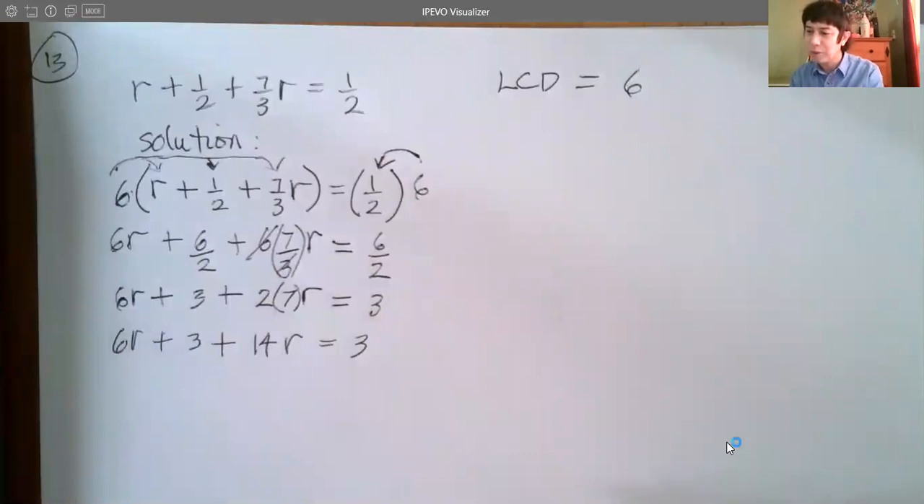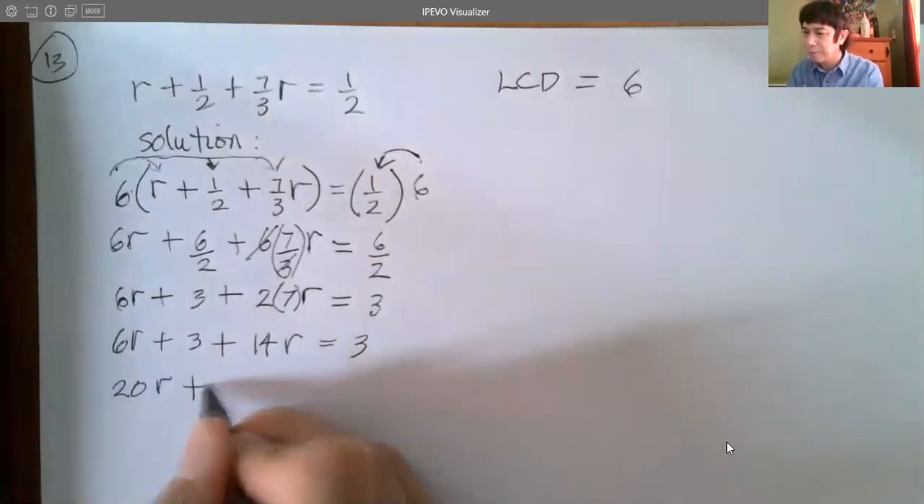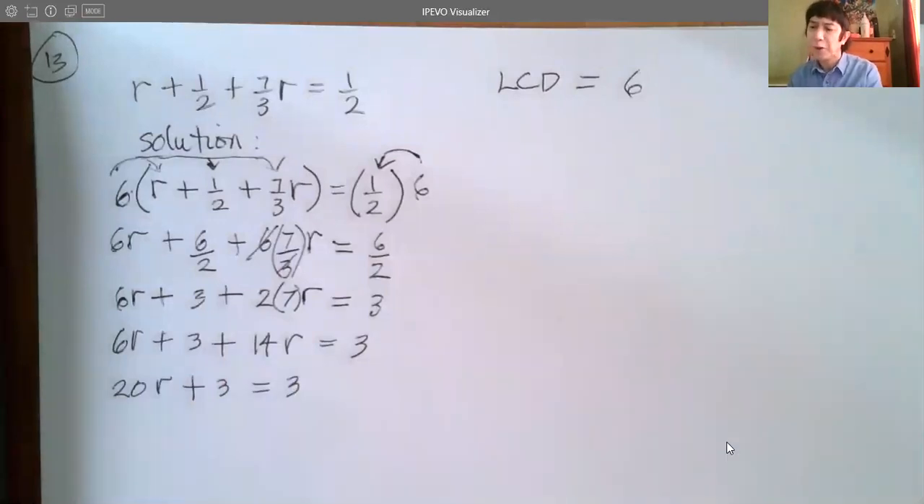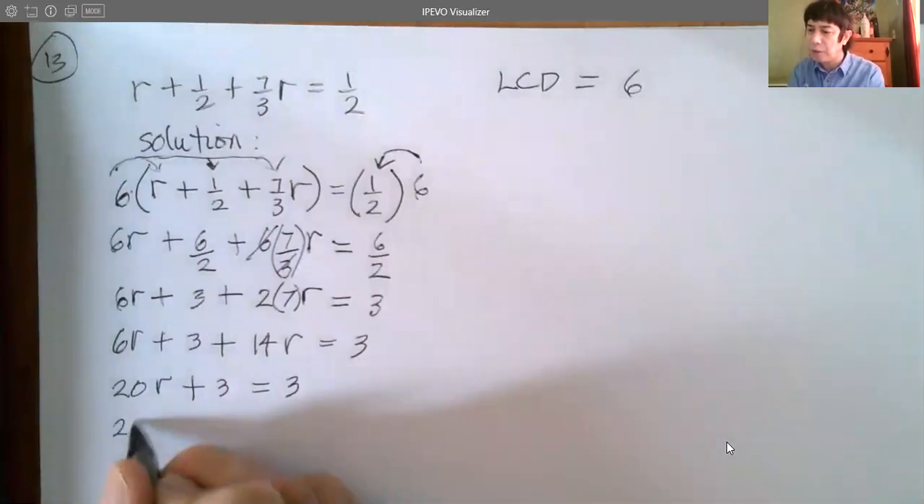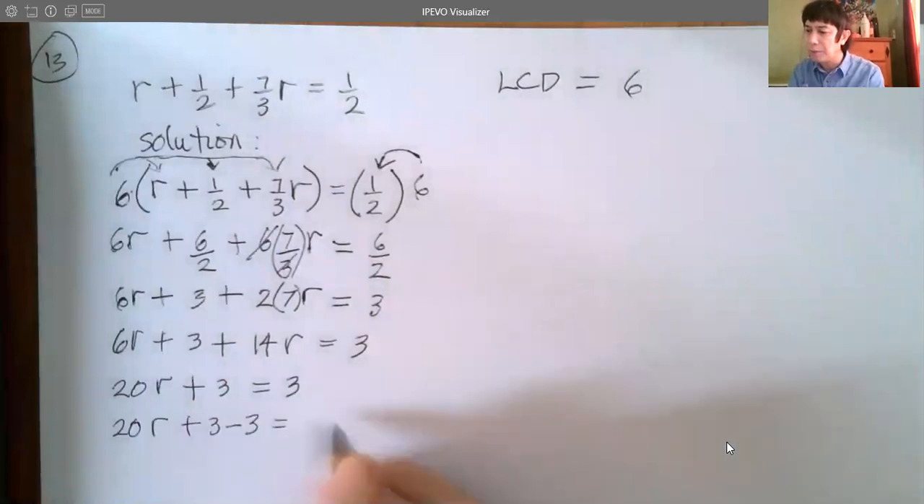So this will just be combining like terms. We have 6R plus 14R, that gives us 20R. And we still have the plus 3 now equal to 3. Okay, to continue, we're going to isolate the term with the R by way of subtraction property. To make this 3 zero, we subtract 3 from both sides. So we have to write again, 20R plus 3 minus 3 equals 3 minus the same number 3.